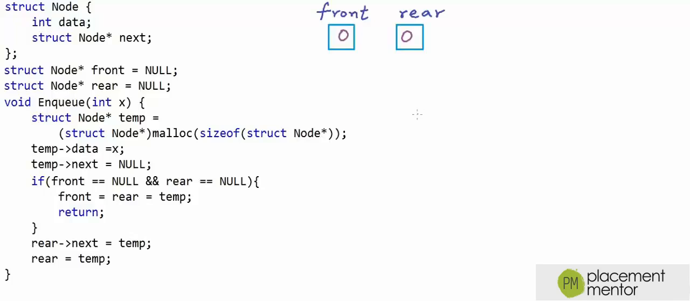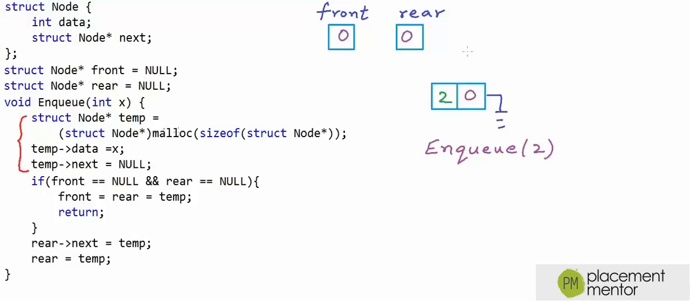Let's say initially we have an empty queue, so both front and rear will be null. Null is only a macro for address 0. At this stage, let's say we are making a call to the enqueue function, passing it the number 2. Now let's go through the enqueue function and see what will happen. First, we will create a node. The data part of this node will be set as 2, and the address part initially will be set as null.